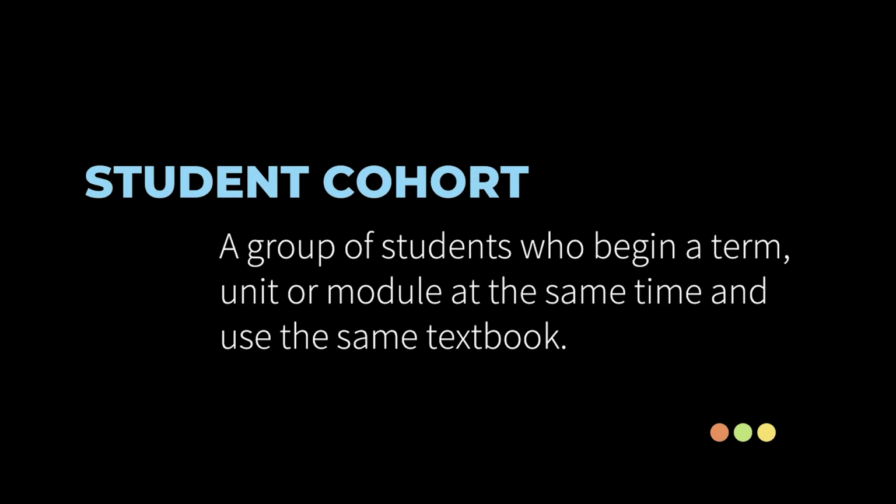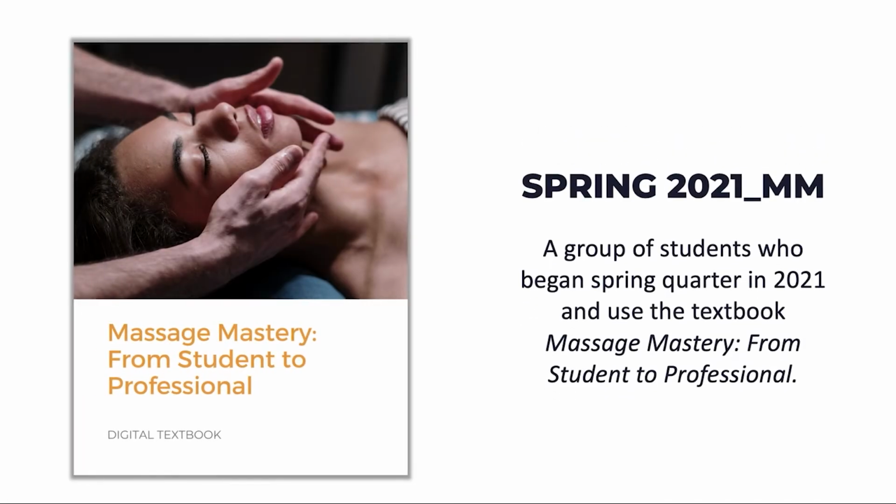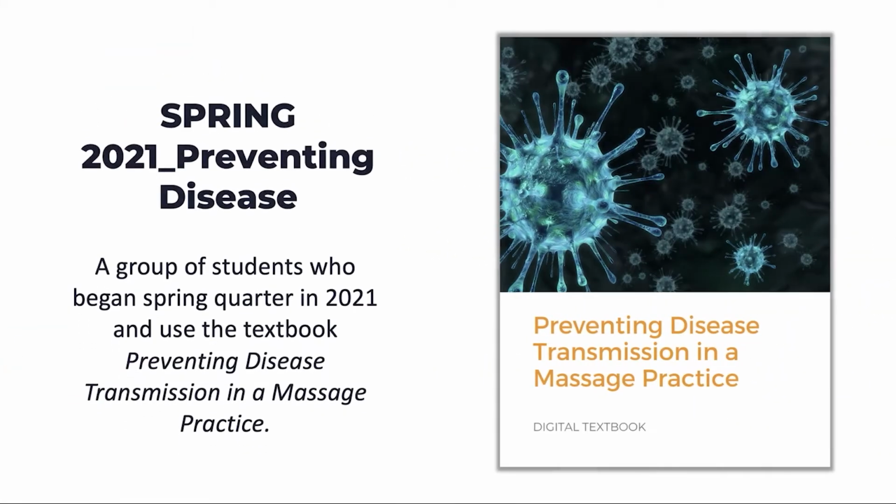In the overview of the textbook adoption process, you'll remember that a student cohort is defined as a group of students who begin a term, a unit, a module, or a course at the same time and use the same textbook. So if you have a group of students who begin in the spring quarter 2021 and use the textbook Massage Mastery from Student to Professional, you might call this student cohort Spring 2021_MM.